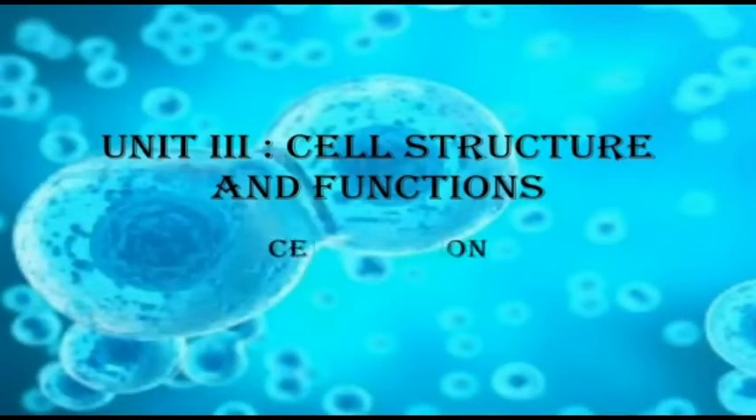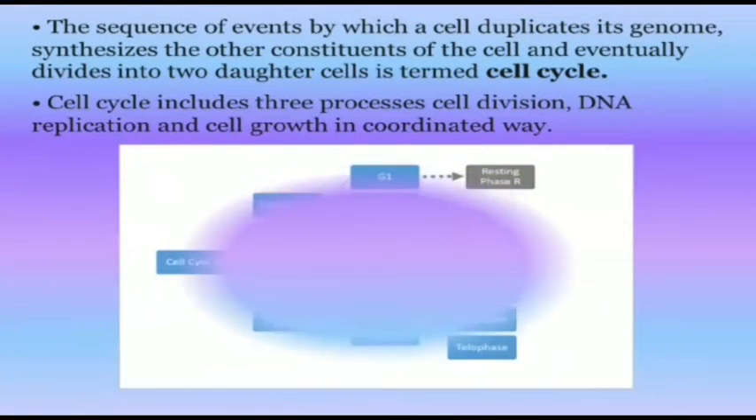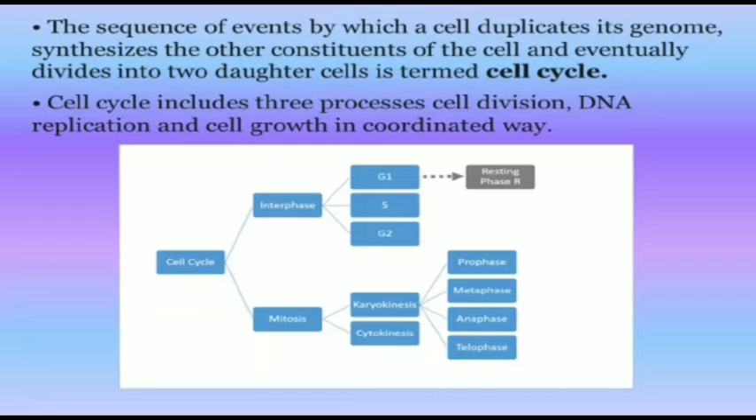Let's talk about the cell structure and its functions. The first thing that comes into our mind is that of cell division. The sequence of events by which a cell duplicates its genome, synthesizes the other constituents of the cell, and eventually divides into two daughter cells is termed the cell cycle. The cell cycle includes three processes: cell division, DNA replication, and cell growth, in a coordinated way. The cell cycle goes through two phases: interphase and mitosis.